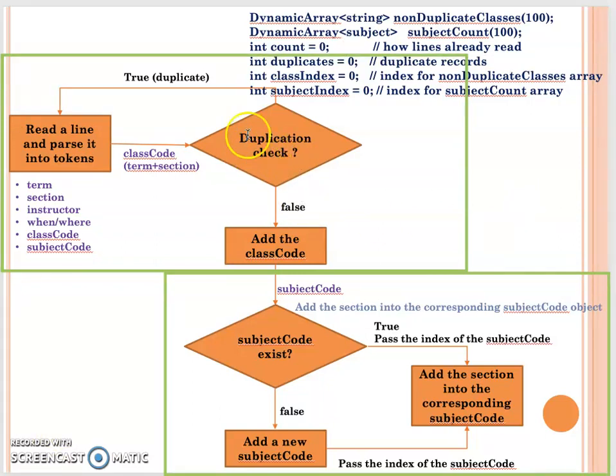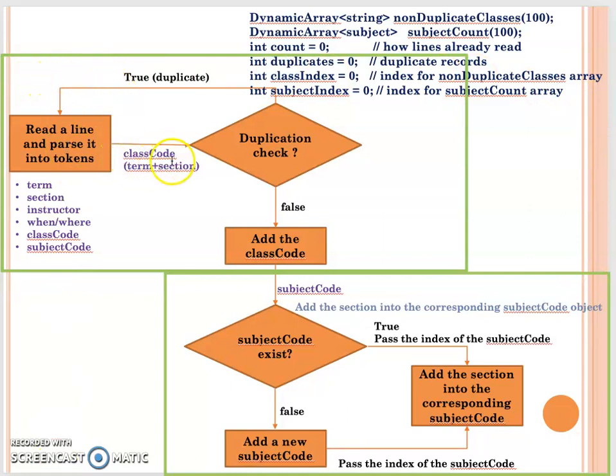If you do that duplicate check and you find that the class code already exists in the non-duplicate class array, if that's true, it's a duplicate line. So here we just skip that line and go back to our big while loop. Be careful here: when you're parsing the line, remember, you open the file, you have a big while loop. All our logic here is inside the big while loop. Each iteration of this while loop, we read one line.